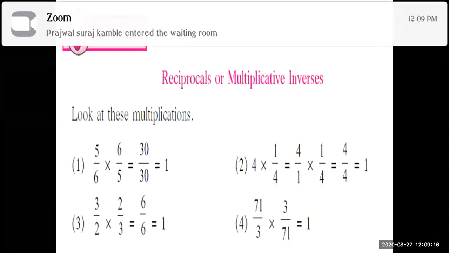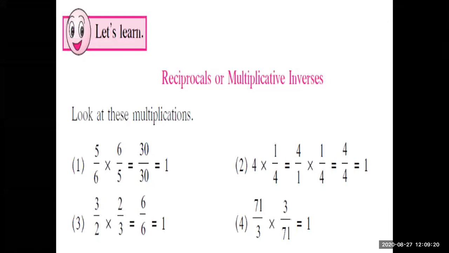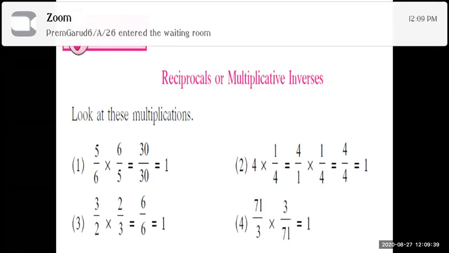Number line, how to plot the numbers on the number line and how to draw it. Then we have learned multiplication, how to multiply fractions, and then we have done word problem sums. Now today I am going to explain to you what is reciprocal or multiplicative inverse.